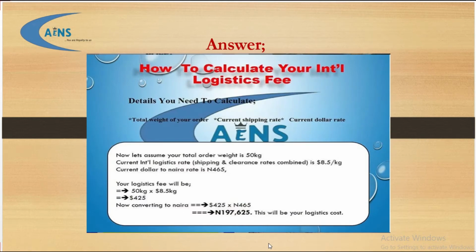The first thing you need to know is the total weight of your goods. This is still applicable if you want to calculate for just one item. It doesn't matter, it's the same rule. You need to know the weight of the item or the weight of your entire goods. You need to know the current shipping rate. You need to know the dollar rate, of course, because we do shipping and clearance together in dollars. So you need to know the current dollar rate to your currency. And that's just it: the total weight of your order, the current shipping rate, and the rate of your currency.